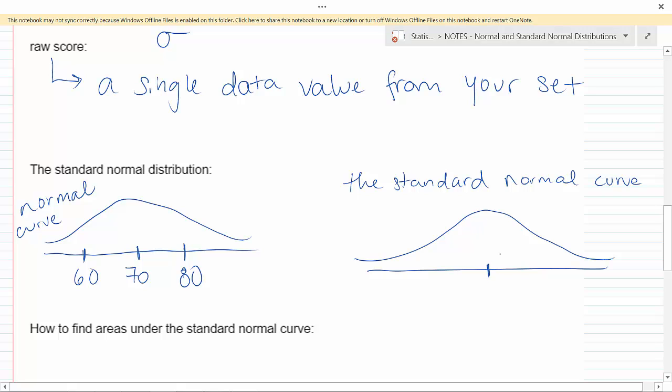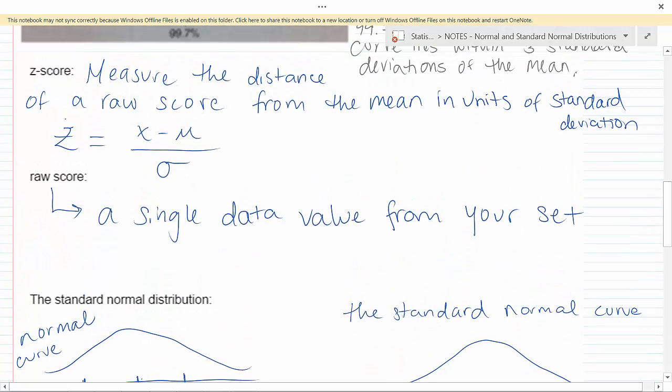So what's the distance of the mean from the mean? That would be a distance of 0. 70 is a distance of 0 from the mean. We said that 80 was a distance of 1 standard deviation from the mean. And 60 was also a distance of 1, but it went to the left, so we're going to call this side -1. So the standard normal curve is just translating those raw scores into z-scores using the formula z equals x minus mu over sigma.